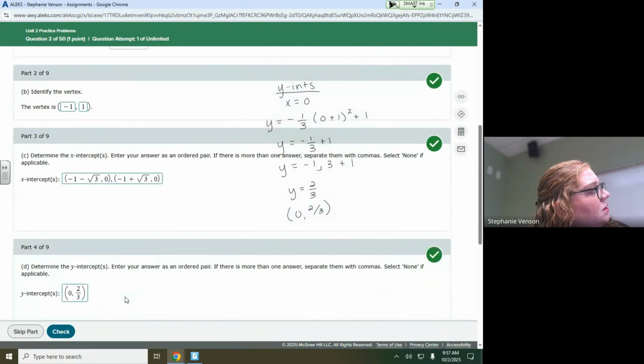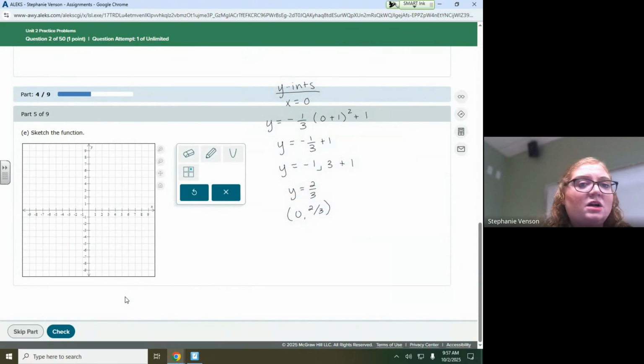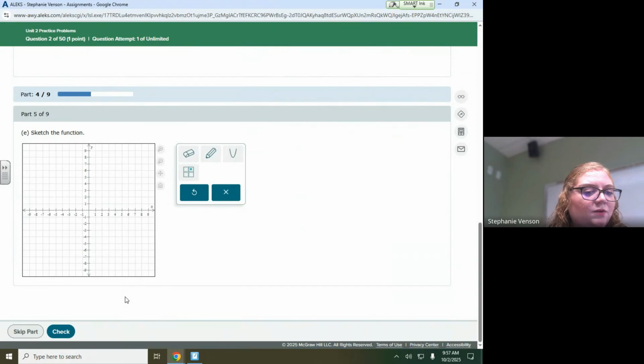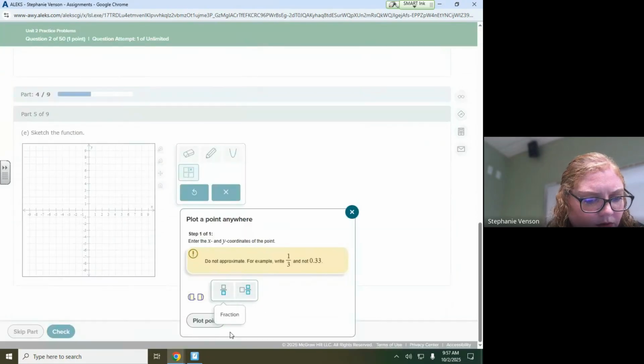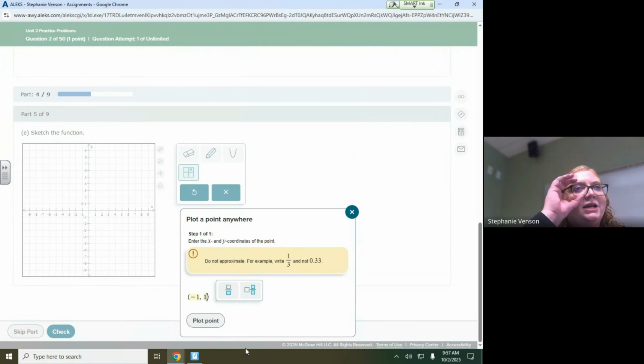Okay, so time to put all of this stuff on a graph. Like I said, you can try to click these points if you want, but I wouldn't. I like to plot them. So what was my vertex? Negative 1, 1. Okay. Now sometimes it will let you put in the square root ones, like the negative 1 minus square root of 3 and the negative 1 plus square root of 3.